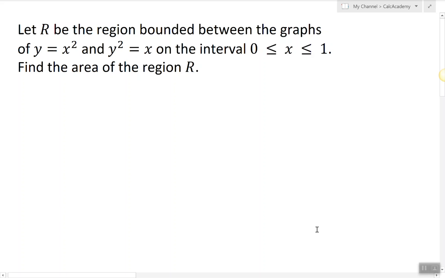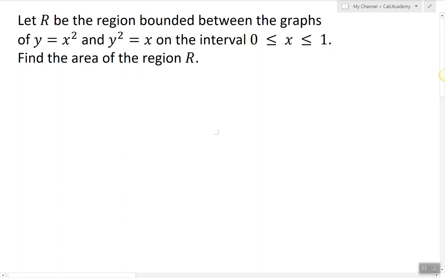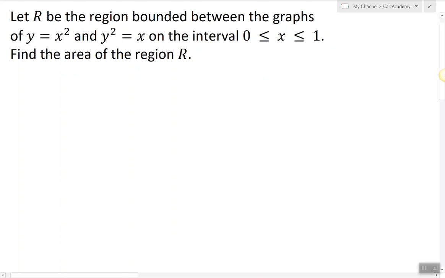In this video, I will show how to find the area of the region bounded between the graphs of two functions. And first, let's go ahead and graph the region. And to graph the region, we have to graph the two functions.